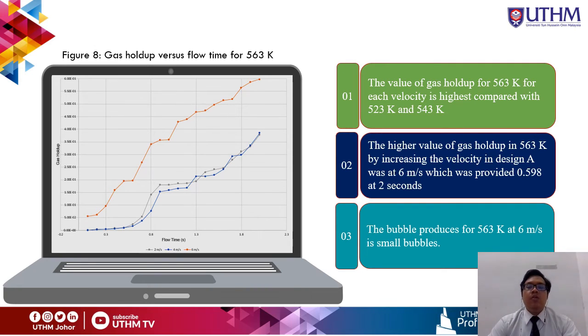And the higher value of the gas holdup at 563 Kelvin, by increasing the velocity in design A, was at 6 meter per second, which provided 0.598 at 2 seconds. The bubble produced for 563 Kelvin at 6 meter per second is a small bubble size.